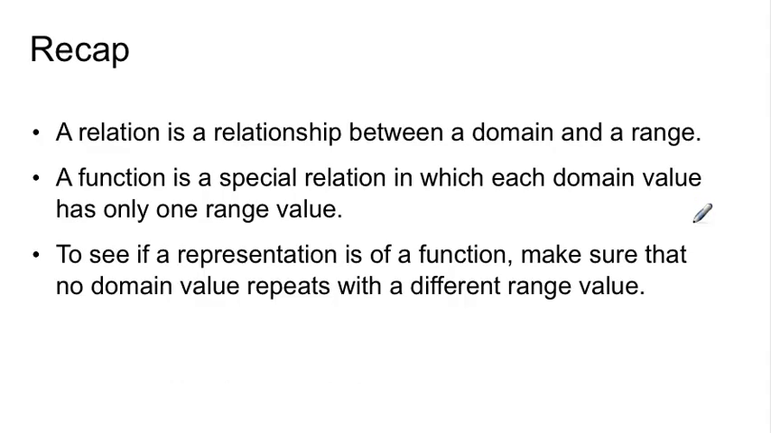So to recap, a relation is just a relationship between a domain and a range, and we can show that with all the different representations that we have. A function is just a special type of relation where each domain value connects to one and only one range value. And to see if a representation is a function, all we have to do is look for no repeating domain values with different range values. Good luck.